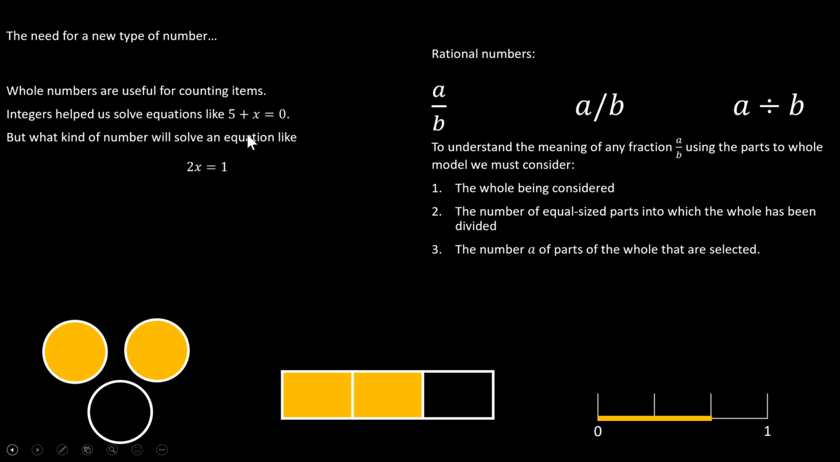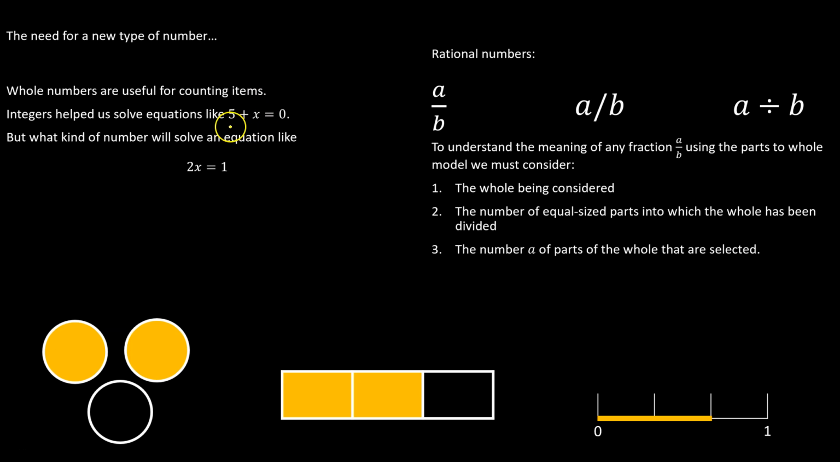The need for a new type of number comes from the fact that there are some situations that whole numbers don't solve, and integers don't either. Whole numbers are great for counting items. You want to count how many cats and dogs you have. You want to count how many friends you have. Whole numbers are great for that. Integers helped us find solutions to equations that whole numbers could not help us with.